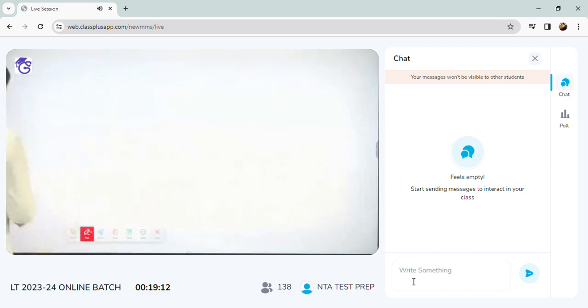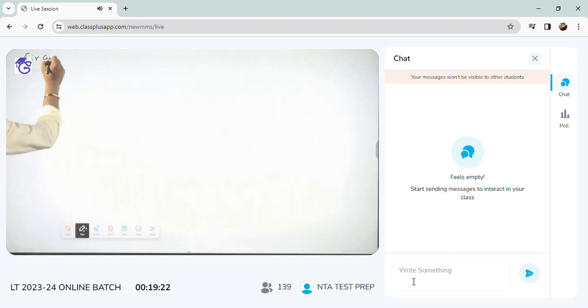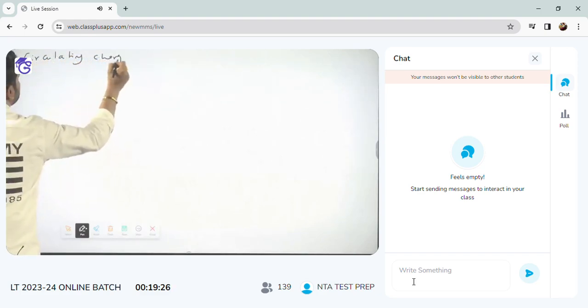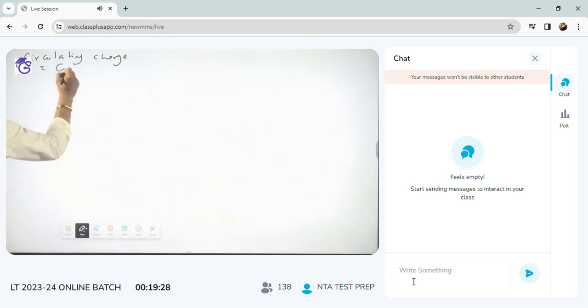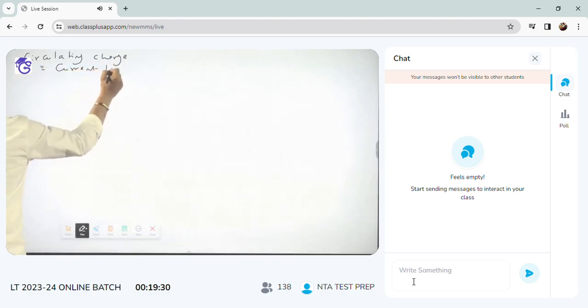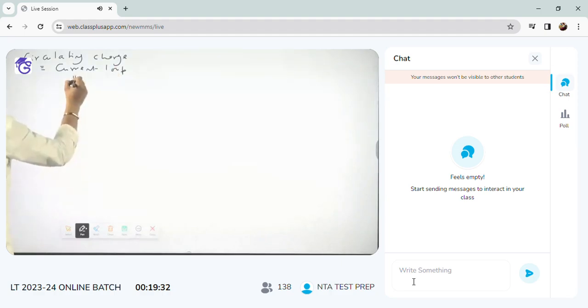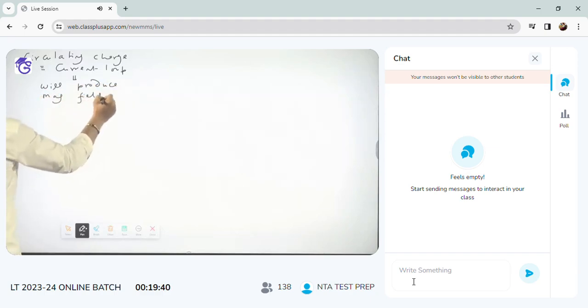Let's move on. Next one. So since we have done the current, next thing we will look into, as I have said, circulating charge. Circulating charge is equivalent to current loop. So definitely this current loop will produce magnetic field at the center.